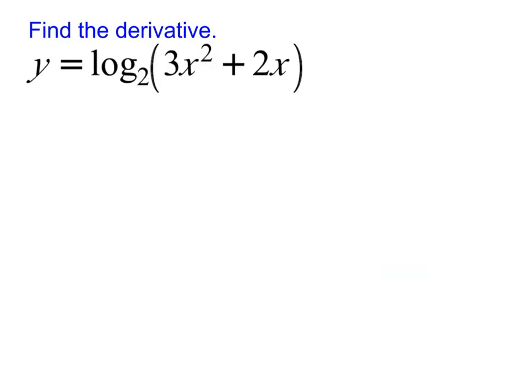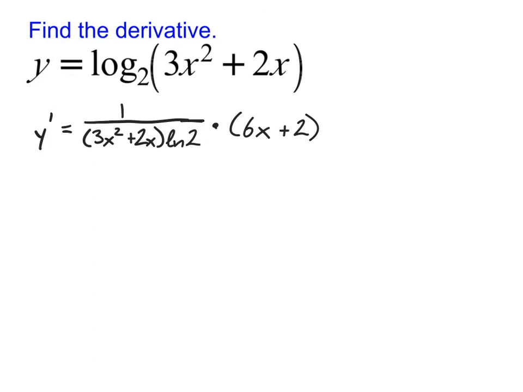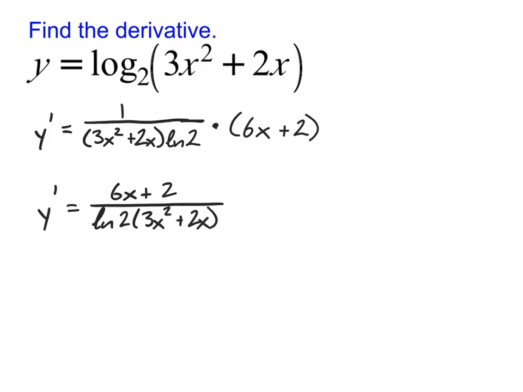All right, next up, I think we kind of got the rhythm down. Now let's go and find this derivative. All right, so when we use the chain rule here, we end up with this equation. Then we could look to clean it up a little bit here. So we got y prime equals the 6x plus 2 all over natural log of 2 times the 3x squared plus 2x. Is there any way that I can further simplify this? Yeah, it's not sounding like we're finding anything that could be simplified.